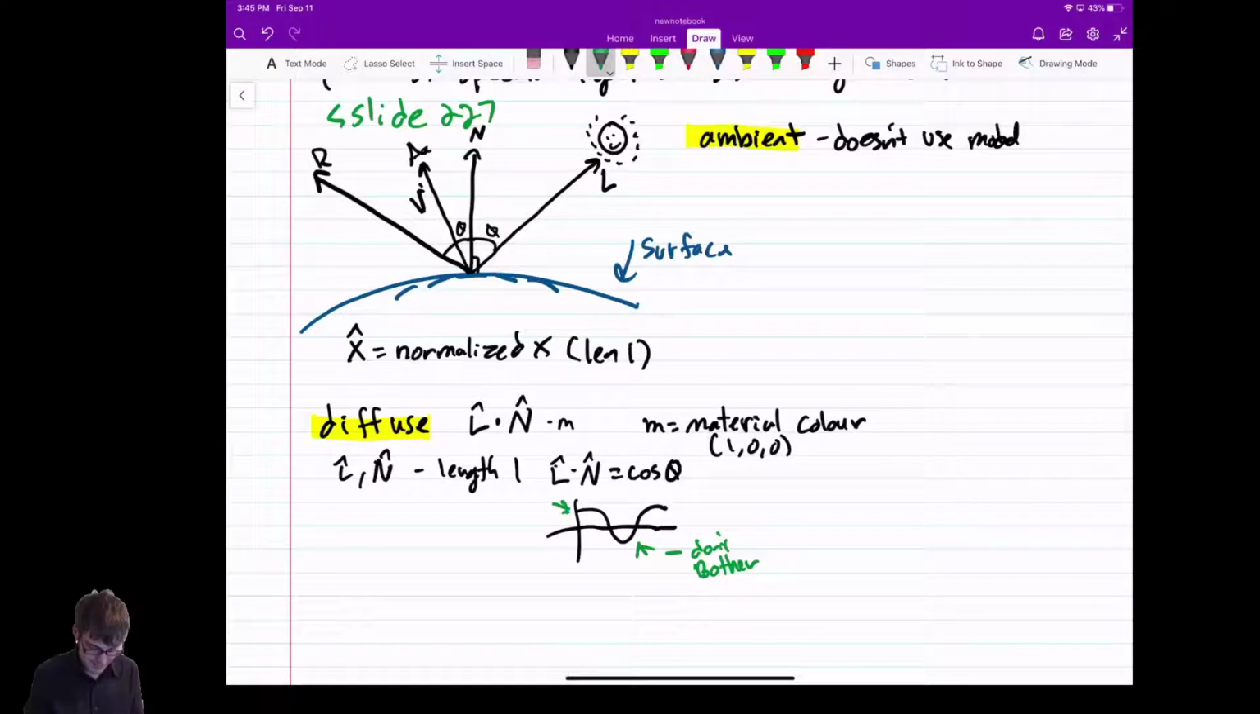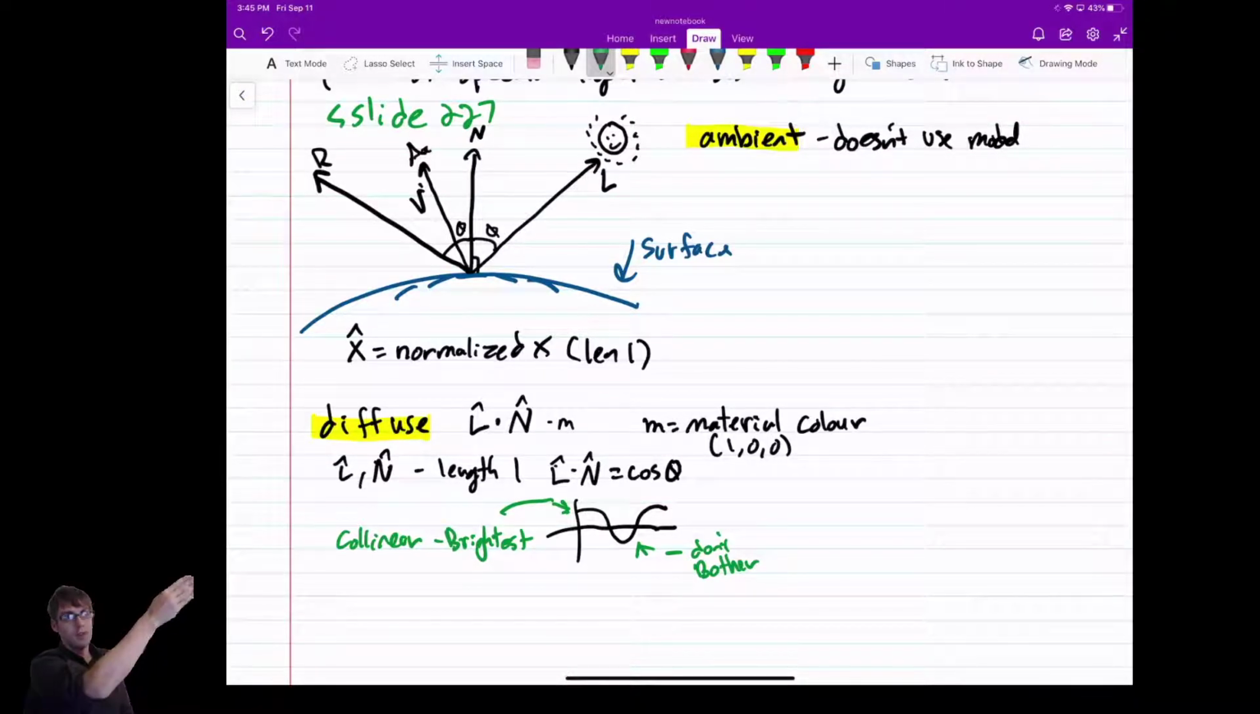If they're pointing exactly the same, if they're collinear, then they're the brightest. You multiply your light by 1, which makes perfect sense. If the object is directly facing the light, bam! If your normal's right there, that's the brightest spot. And then as you move away from that and you're pointing away from the light, you're getting less direct light. You're getting more of an incident light. So this is what this cosine does.